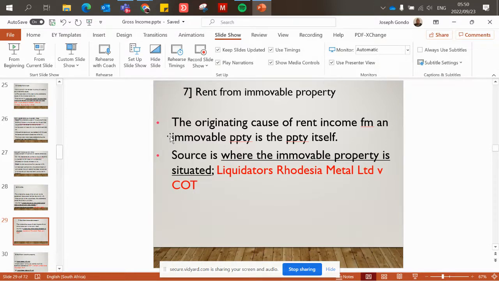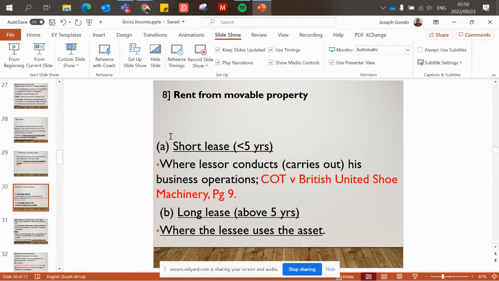For rent, of course, it will be the place where the immovable property is situated. If it is situated outside Zimbabwe, then the source is outside Zimbabwe. That means if you have your asset in South Africa and you are earning rentals from that asset, and that asset is immovable property, then you cannot be taxed in Zimbabwe because the source of that rent is South Africa, where the property is situated. Rent from movable property.